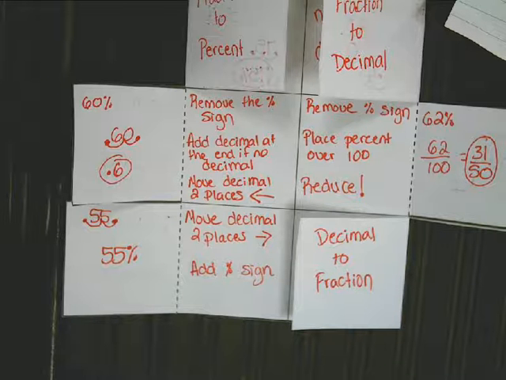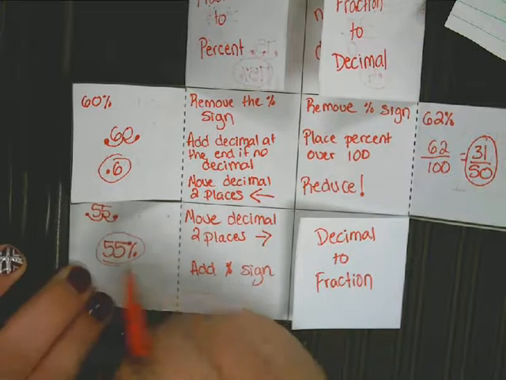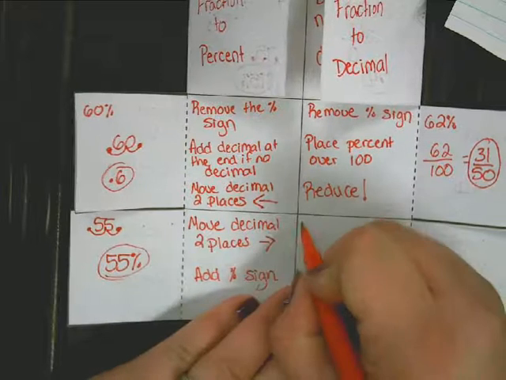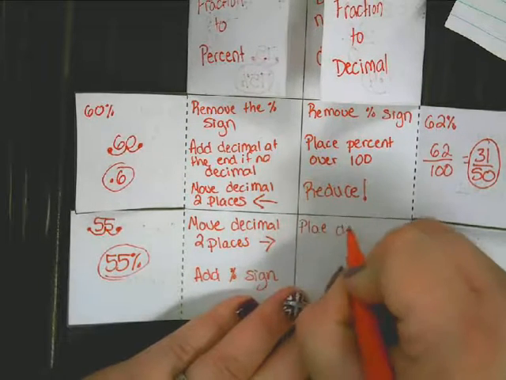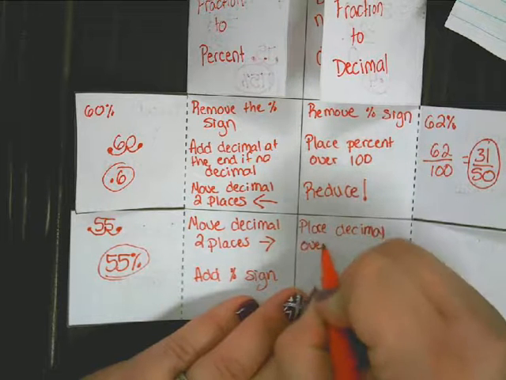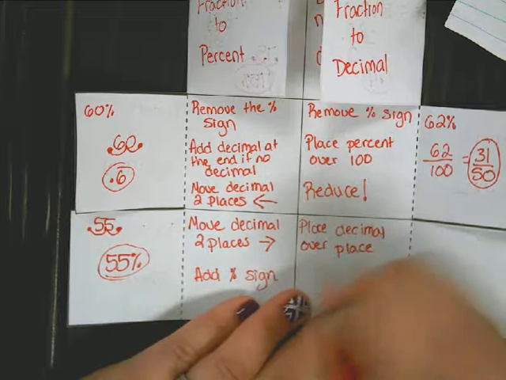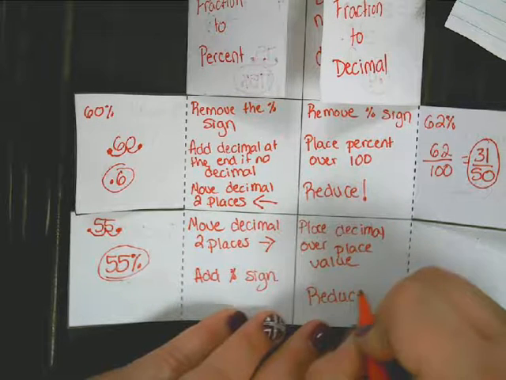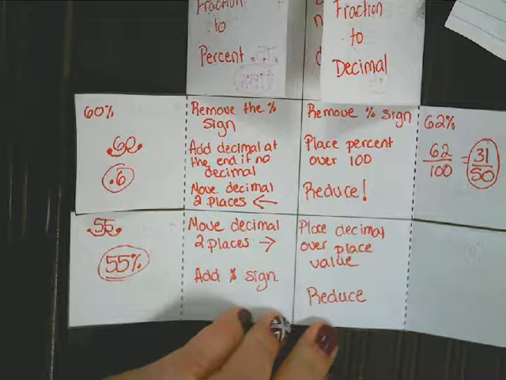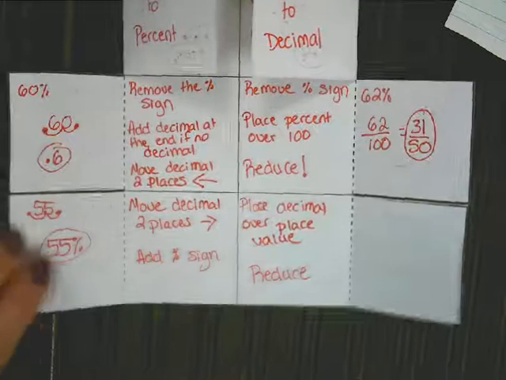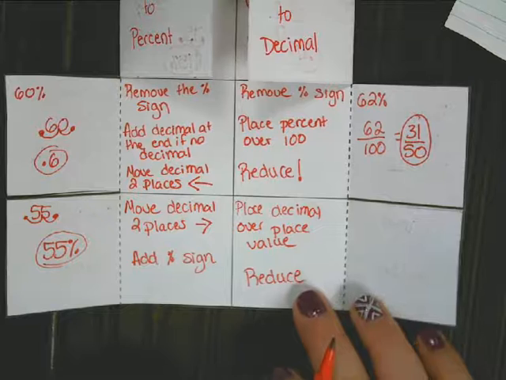Decimal to fraction's a little bit harder. So you're going to place the decimal over place value. I'll explain that in a minute. And reduce. Alright, so this one I'm going to give you about 4 different examples because you're going to want them. So you might have to write a little small on these.